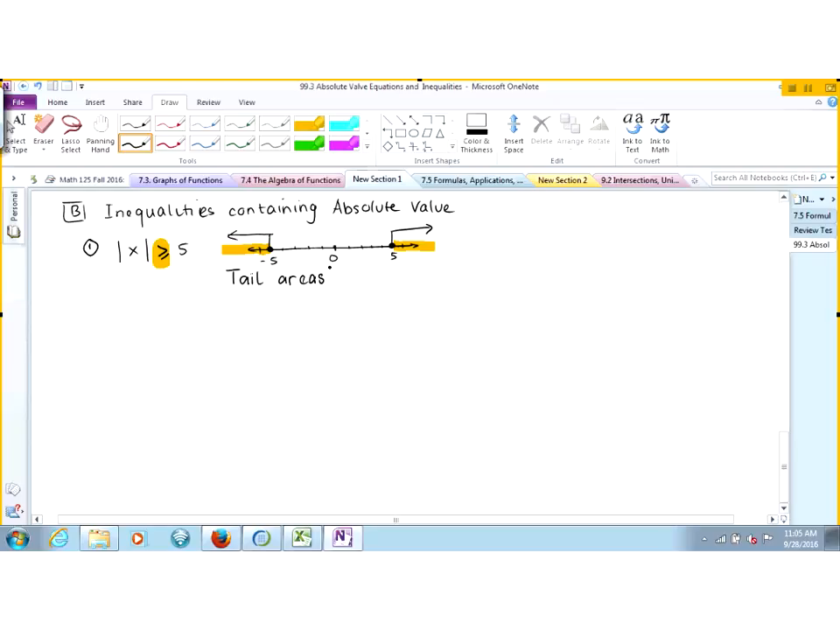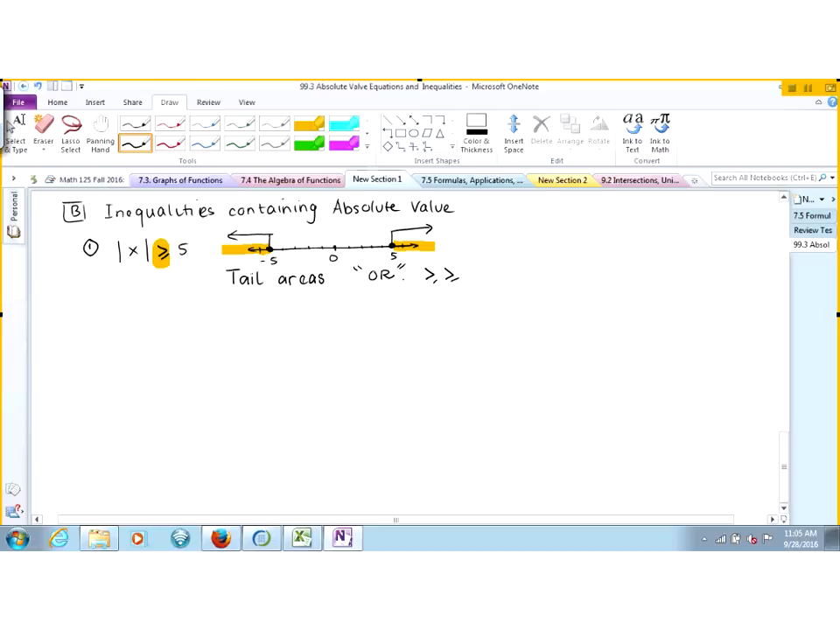So these are called tail areas. This has 2 intervals, so we will use the word or. All right. So when do we use or? When you have greater than or equal to. Okay. Now, what is the solution here?